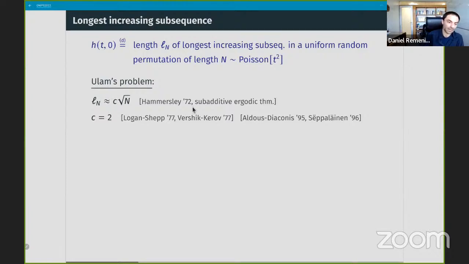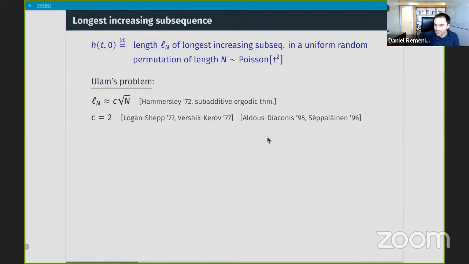Okay, so in the early 70s, Hammersley proved that this longest increasing subsequence grows like root n. So now I'm thinking that n is fixed, not Poisson. So take a uniformly chosen random permutation of length n. As n grows, the length tends to grow like root n. This is just a consequence of the subadditive ergodic theorem with some speed c. Okay, and it was an open problem for a while to determine that speed, and then Logan and Shepp and Vershik and Kerov checked that c equals 2, by very complicated, basically algebraic arguments.